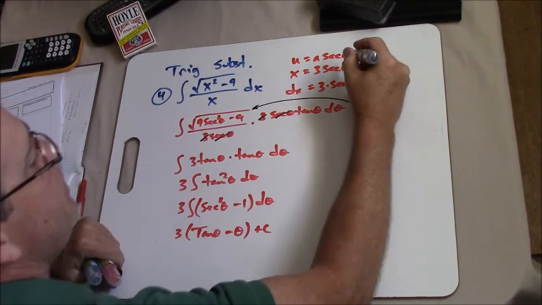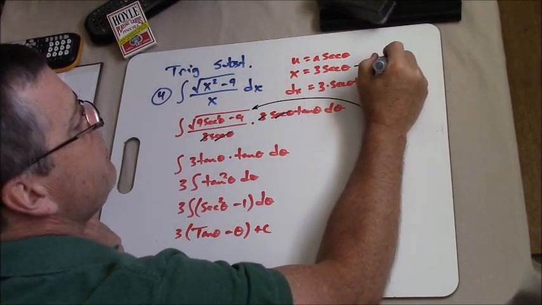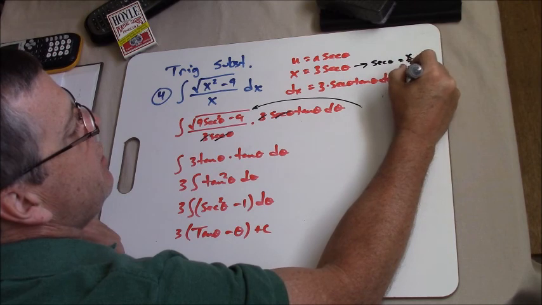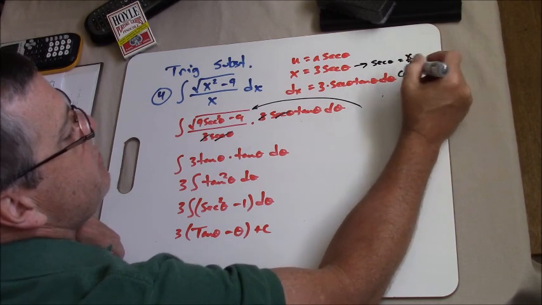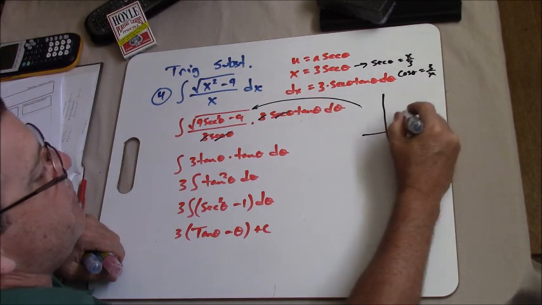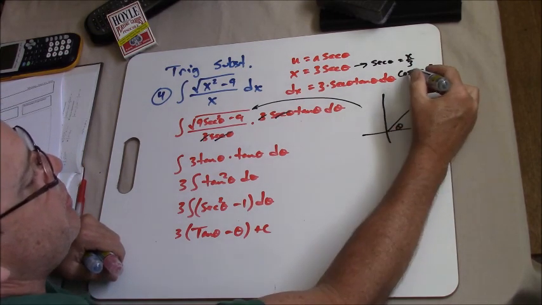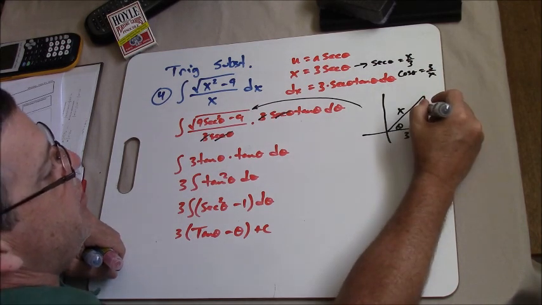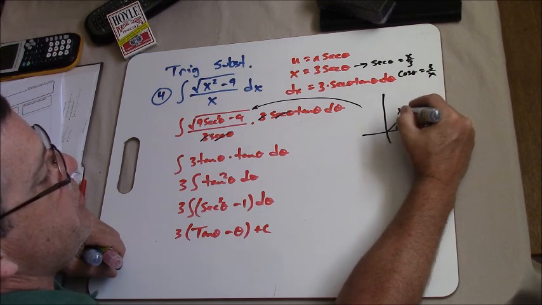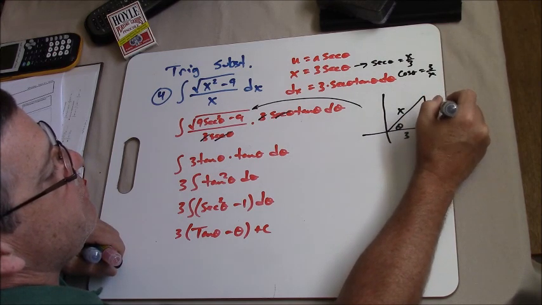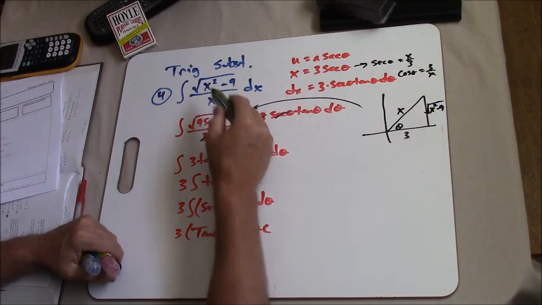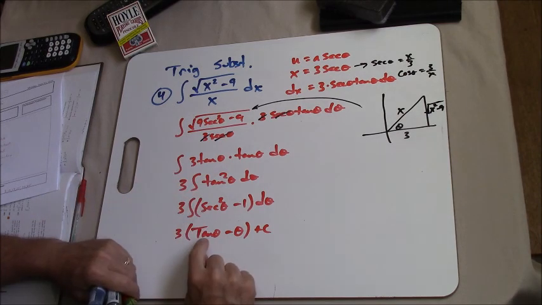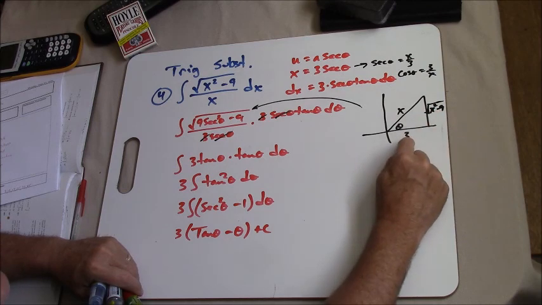So let's see, this right here means that secant theta equals x over 3, which means cosine theta equals 3 over x. And so if I set up a triangle, here's theta, cosine is adjacent over hypotenuse. That means this side over here has to be the square root of this squared minus this squared. Which again, it should look the same as our square root that's over here. All right, so now I could say that a tangent is opposite over adjacent.